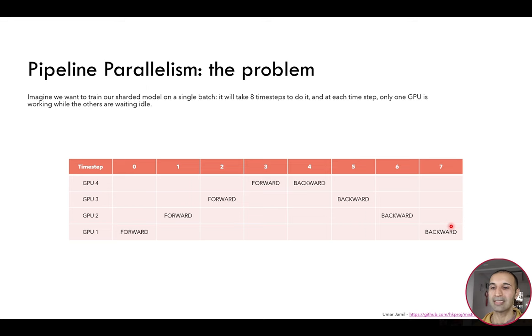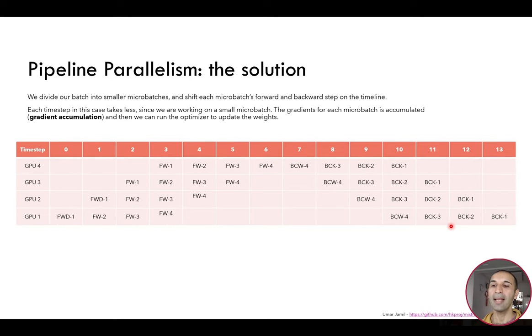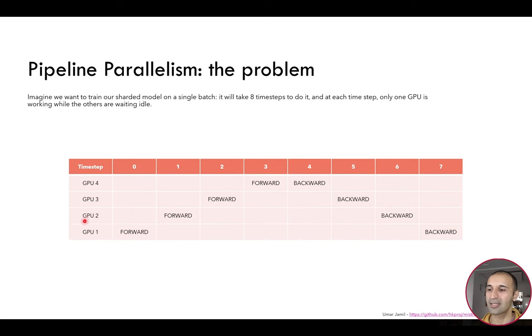However, as in this case, you can see that at each step we are only utilizing one single GPU, and all the other GPUs are not working, they are idle. A better way is to use pipeline parallelism. So imagine that the previous step of training was done using a very big batch. Suppose this batch is made up of 8 items.